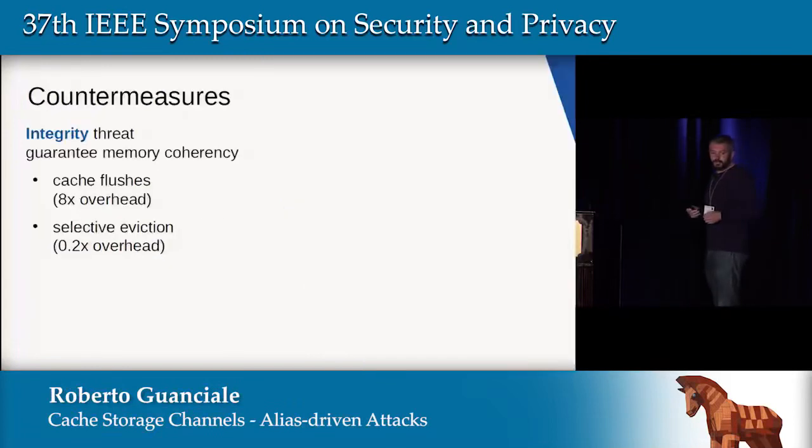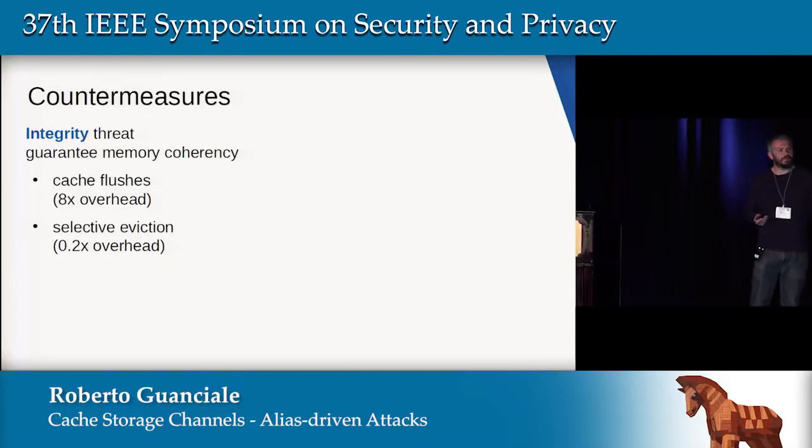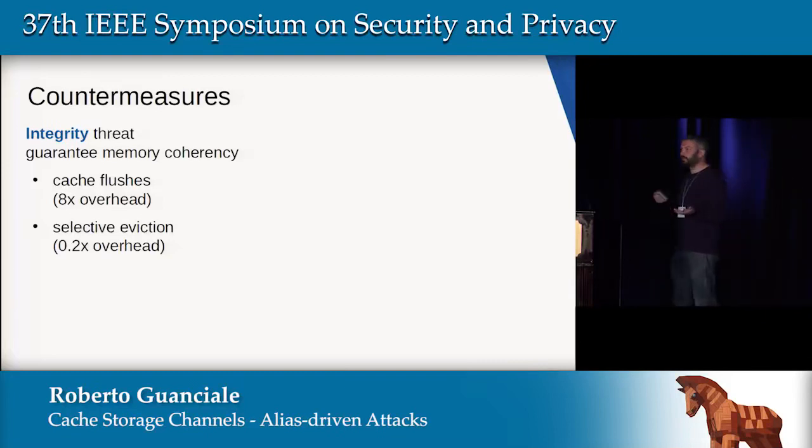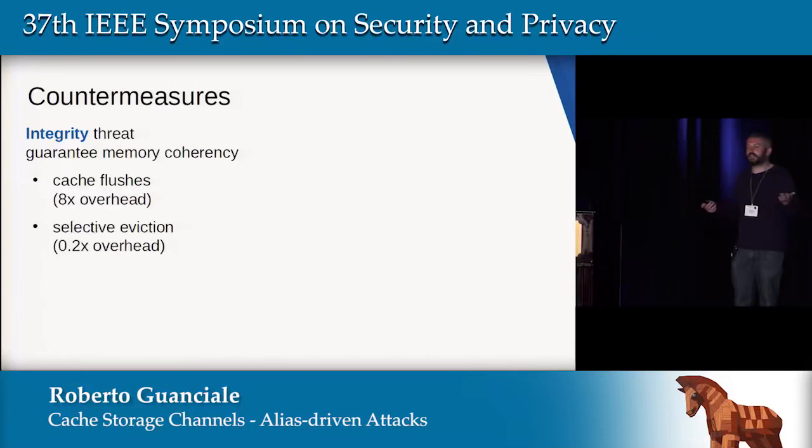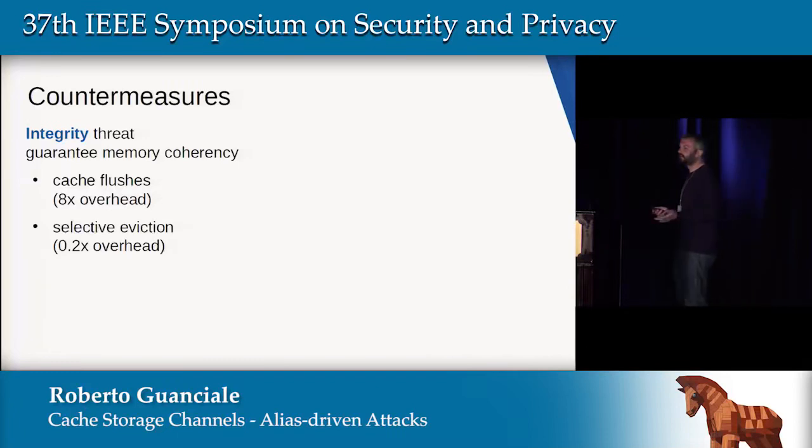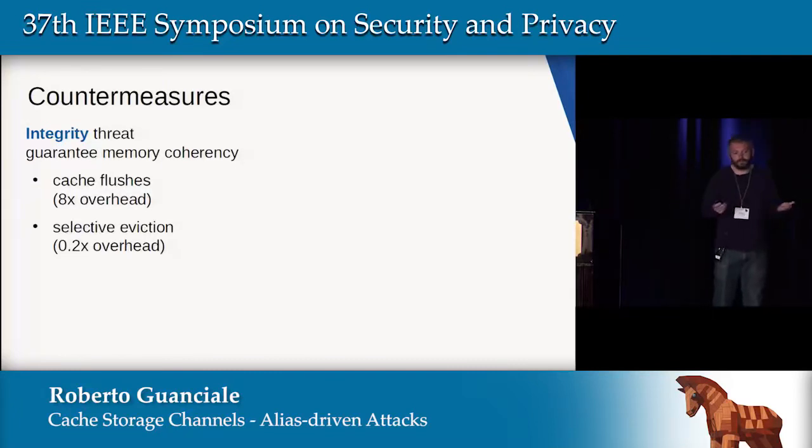So, some countermeasures. For the integrity threat, you want to guarantee memory coherency. That means it should never happen in the system that you have something in the cache that is different with respect to what you have in the memory, and the cache is not dirty. You have several strategies here. Either you flush the cache whenever you enter the critical software, the critical section. We experimented with this in the hypervisor, and it clearly has a huge overhead, like 800% in the case of the hypervisor.